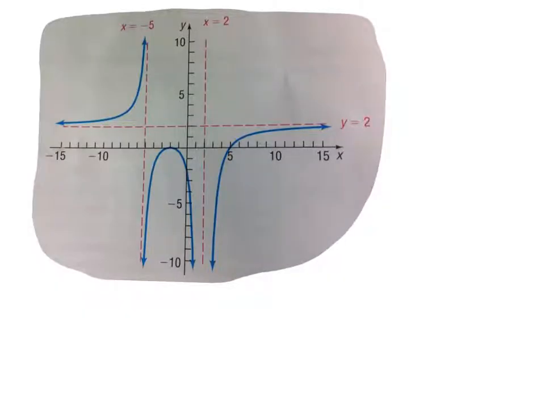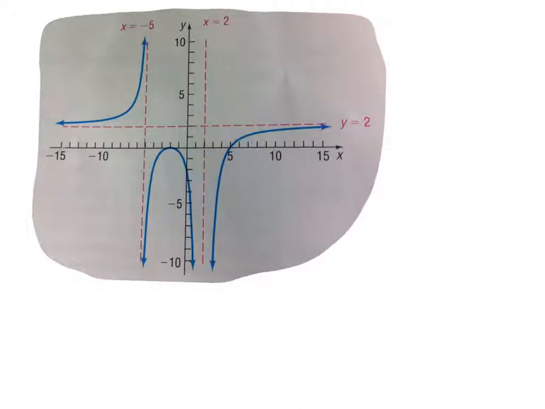So, the question becomes, well, can I do this all in reverse? Can I write the formula for a function if I'm given the graph of the function? Can I take it backwards? So let's look at an example. As in this example right here, if we're given the graph of the function, can we construct the formula for the function from the graph?